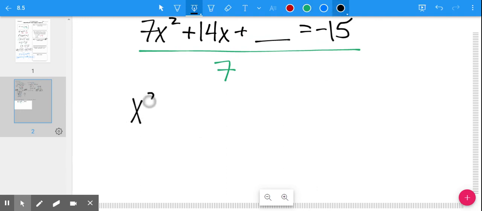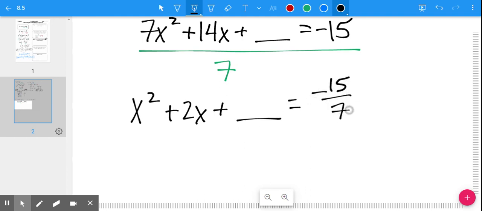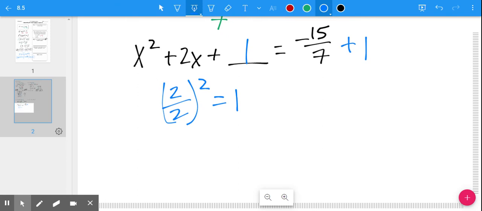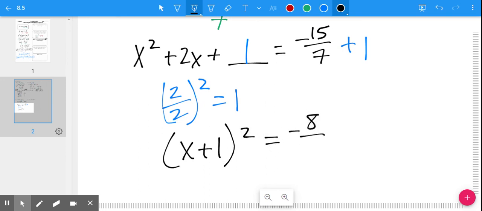So we have x squared plus 2x plus something equals negative 15 over 7. So when you do your b divided by 2 squared, you end up with 1. So we're going to add 1 here and add 1 here. So when we do that, we end up with x squared plus 2x plus 1, which we can actually go ahead and simplify to x plus 1 squared equals negative 8 over 7.